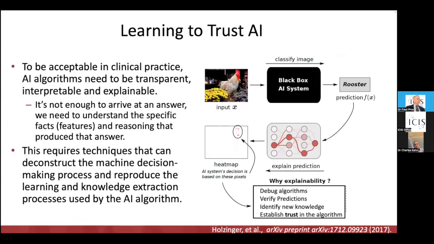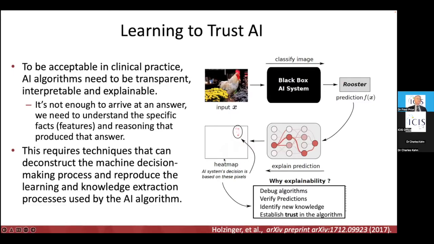So learning to trust AI is a critical question, and it has a number of different dimensions to it. But to be acceptable in clinical practice, an algorithm really has to be transparent, interpretable, and we use the technical term explainable. So it's not enough just to get the right answer. You have to get the answer in a way that is understandable to both the researchers and the clinicians who are going to trust this algorithm so that it makes sense and that we build up a level of trust. So this requires techniques that can deconstruct the decision-making process so that we can understand what the algorithm used.